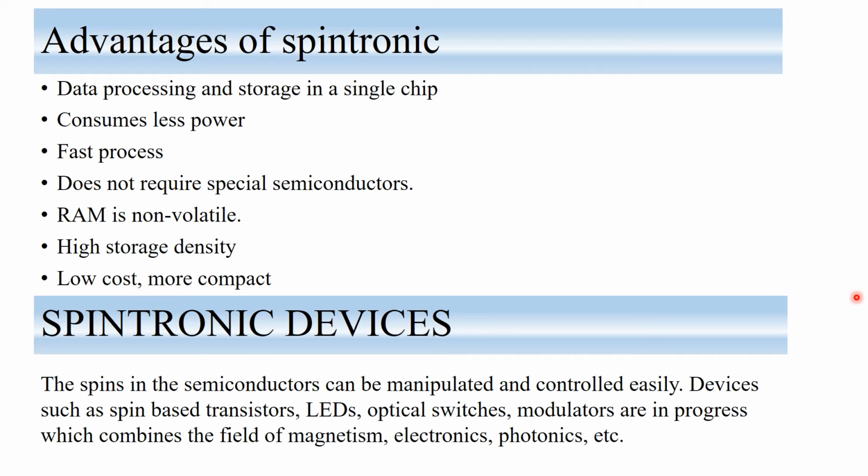The spintronics effects can be used in semiconductors and can be manipulated and controlled easily. We can use spintronics to fabricate devices based on the spin, like transistors, LEDs, optical switches, and modulators, which are in progress and combine the fields of magnetism, electronics, and photonics.